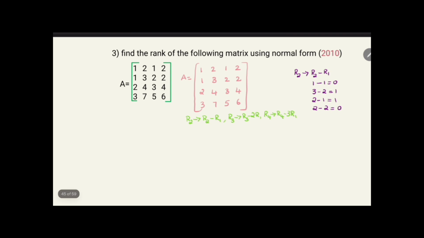Now coming to the second operation, that is R3 implies R3 minus 2R1. What is the first element of R3? 2 minus 2 into the first element of R1, which is 1. So 2 minus 2 is 0. The second element of R3: 4 minus 2 into 2, which is 4 minus 4, 0. The third element of R3: 3 minus 2 into 1, 3 minus 2 is 1. The fourth element of R3: 4 minus 2 into 2, which is nothing but 0.